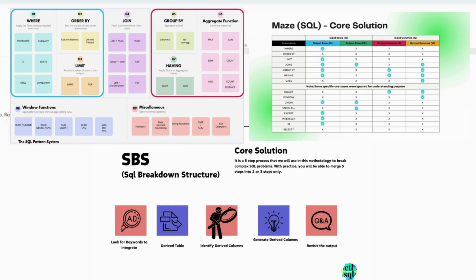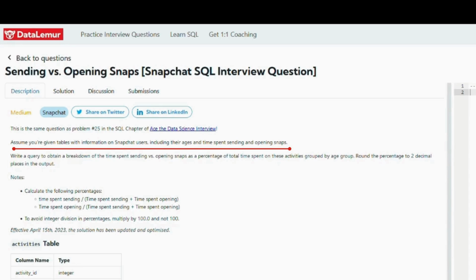Let's start with the question. Assume you are given a table with information on Snapchat users, including their ages and time spent sending and opening snaps. So I have some information about the Snapchat users. I have never personally used Snapchat, so if it is something very specific to the application, I may find it difficult. In that case, if it would have been my interview question, I would have asked the interviewer, or I would have known Snapchat before going into the interview.